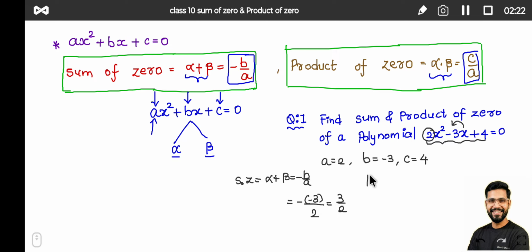And then the product of zeros, which we write as alpha into beta. The formula is c upon a. The value of c is 4 upon a, which is 2. So 4 upon 2 is nothing but 2. So 3 by 2 is the sum of zeros, and 2 is the product of zeros.